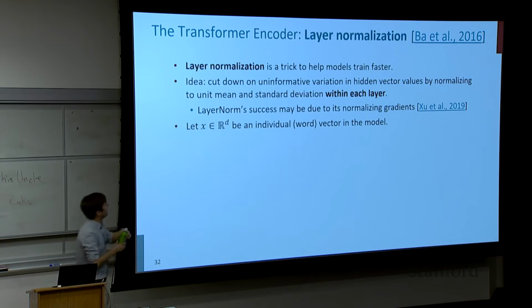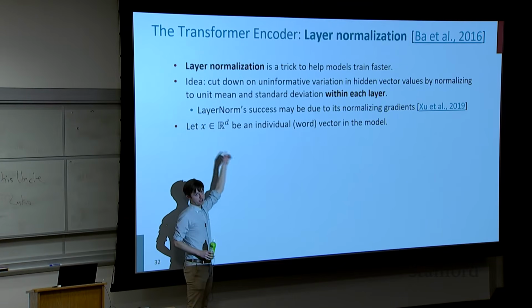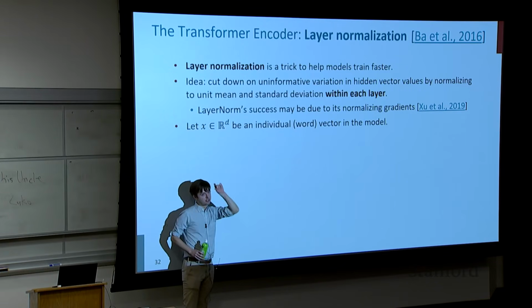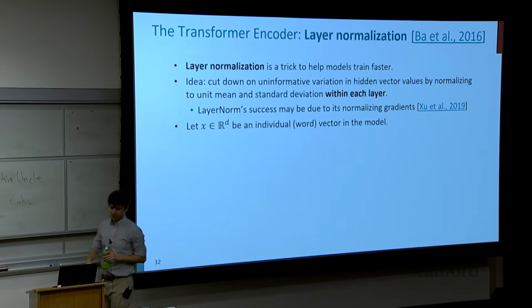So I'm going to let x in R^d be an individual word vector in the model. So this is at a single index, one vector.